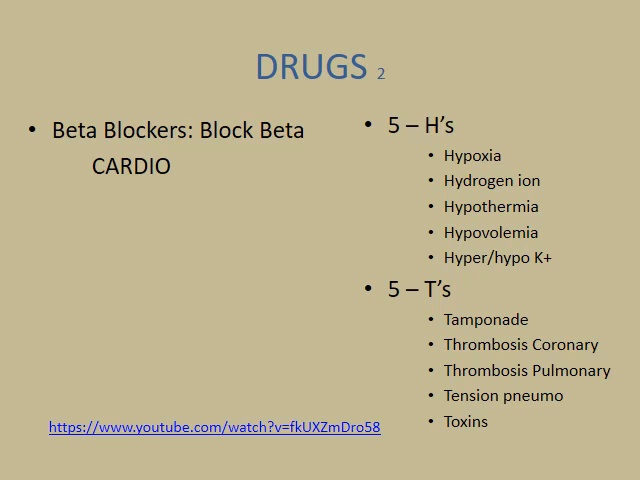That's our H's: hypoxia, hydrogen ion, hypothermia, hypovolemia, and hyperkalemia. Our T's are cardiac tamponade, coronary thrombosis, pulmonary thrombosis, tension pneumothorax, and toxins. Picture those hand and arm signals, students, and check out the video of H's and T's, PC and TC, H's and T's on YouTube.